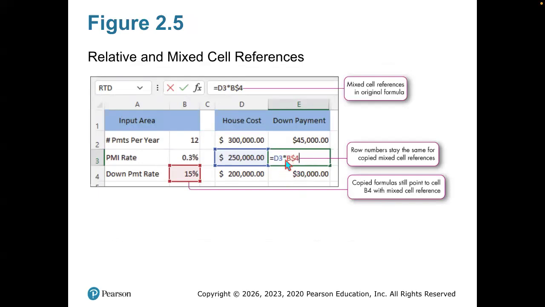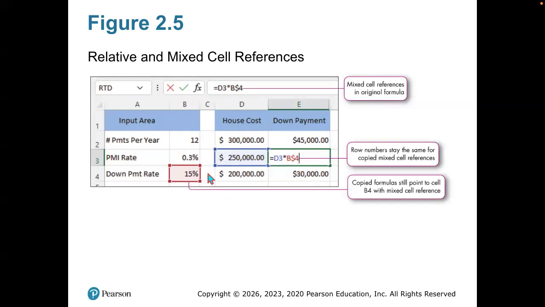So if it was like this example right here, right? If I dragged this formula down one box, let's say, down here would be the formula D3 times C4, right? The B is going to change to a C because it does not have a dollar sign in front of it. But the 4 is going to stay consistent.